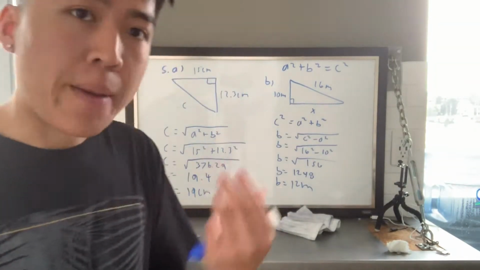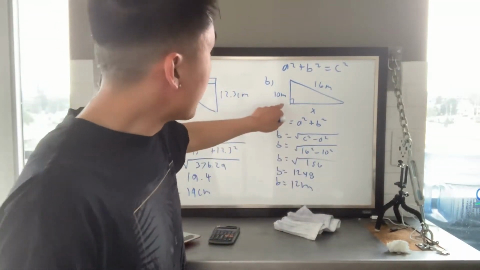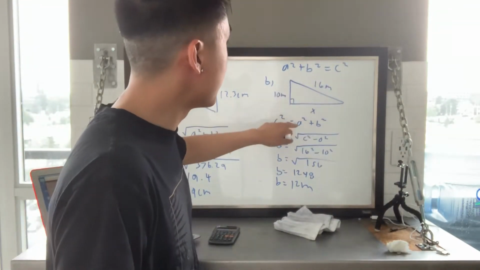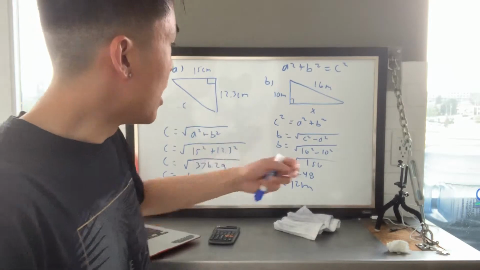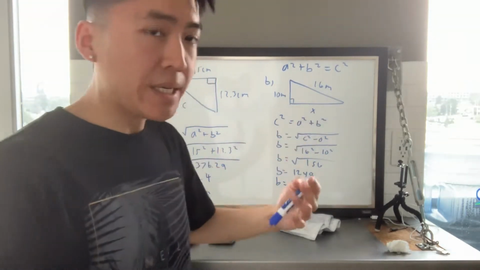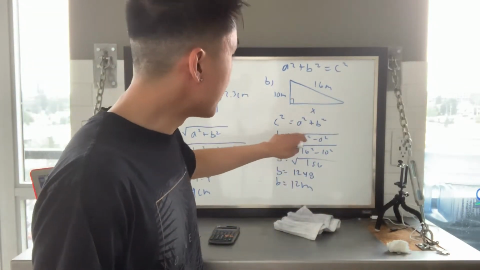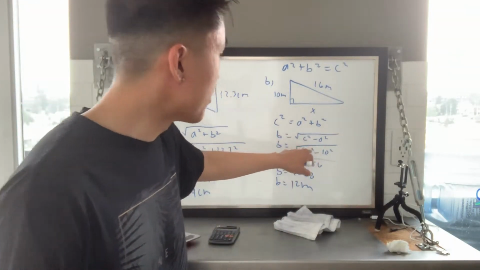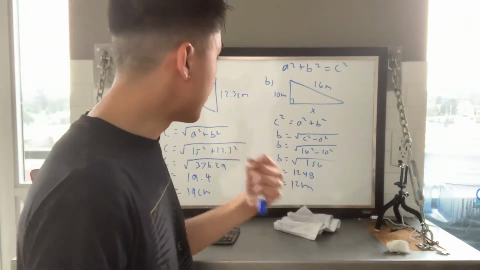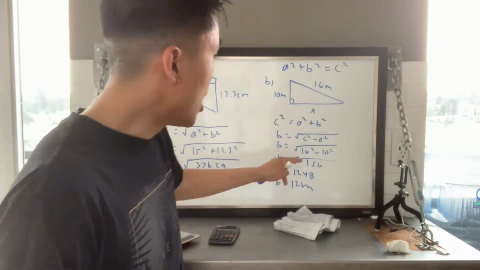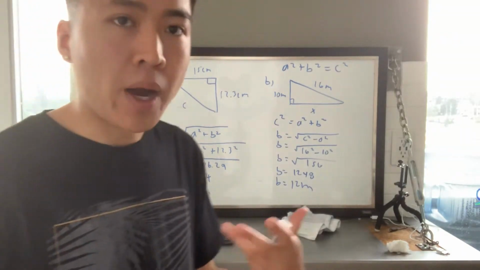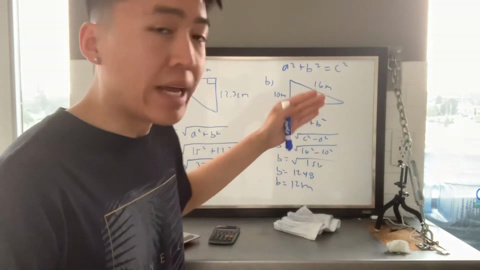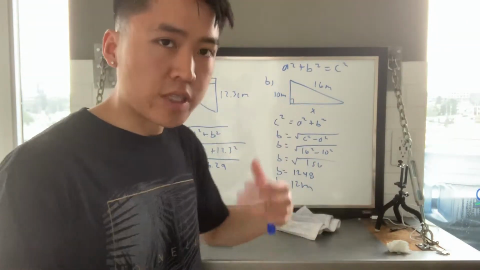Now in this case, we have the hypotenuse of 16 meters, and we want to solve for one of the sides. But if a squared plus b squared equals c squared, then c squared equals a squared plus b squared. And we can actually find, let's just call this b. So b equals the square root of c squared minus a squared. So b equals the square root of 16 squared minus 10 squared. So b equals the square root of 156, because 16 squared minus 10 squared is 156. And you get b equals 12.48. Round that down because it's less than 5, so you get 12 meters as your answer right here.